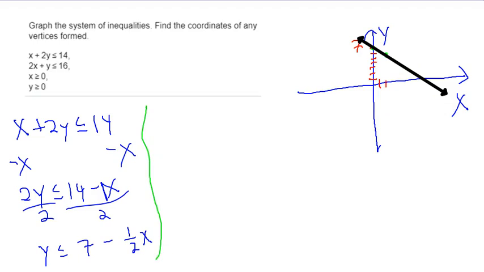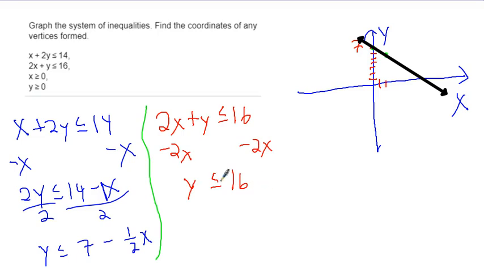Let's take a look at the second inequality. We have 2x plus y is less than or equal to 16. We'll solve this for y. This is a little bit easier. We subtract 2x from both sides, and that's it. So we'll get y is less than or equal to 16 minus 2x.